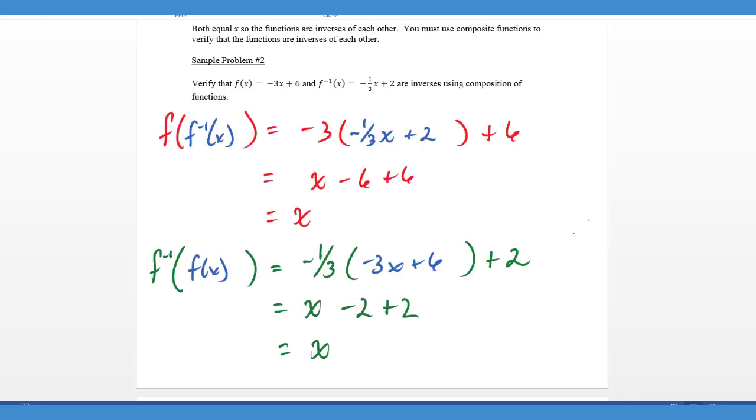Okay, so you can see I have my two composite functions here, and both of them ended up equaling x, which creates an identity. And so we can say, since they're both equal to x, that these two functions are inverses of each other. Now, notice we use the function notation here, f of -1 of x, to represent the inverse, but it may not always be like that. So, all right, good example of verifying inverses.